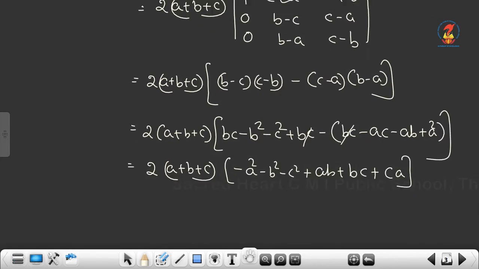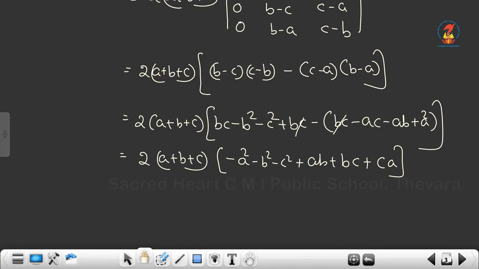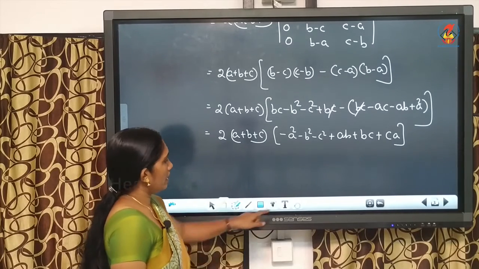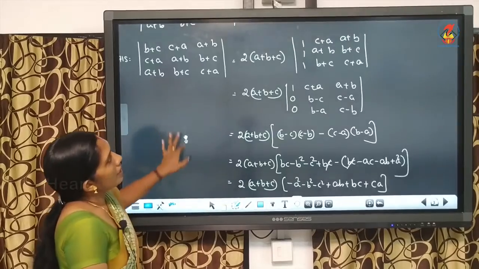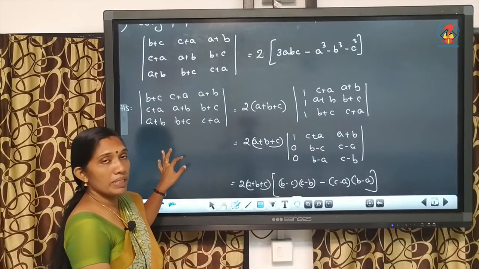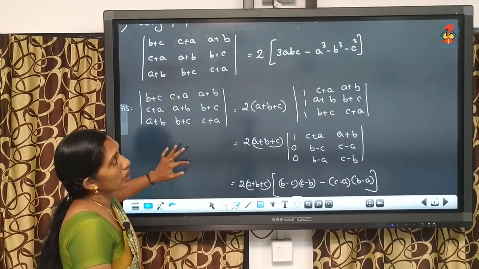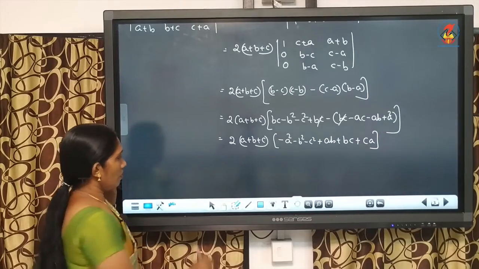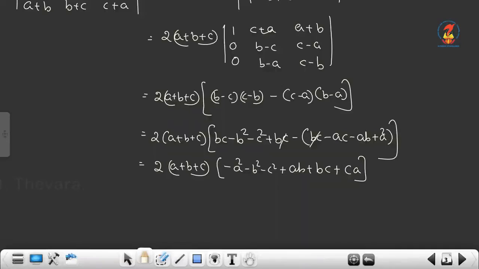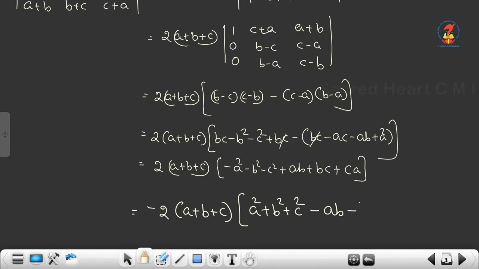Okay. This is the last step from the last question. Then after that, what is the answer? The answer is given as 2 times 3abc minus a cube minus b cube minus c cube. So here also I am taking this minus outside. So minus 2 into a plus b plus c into a square plus b square plus c square minus ab minus bc minus ca. Okay.